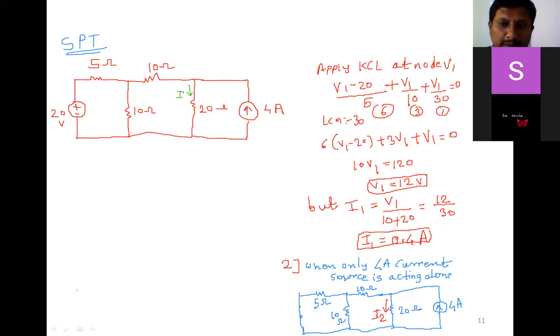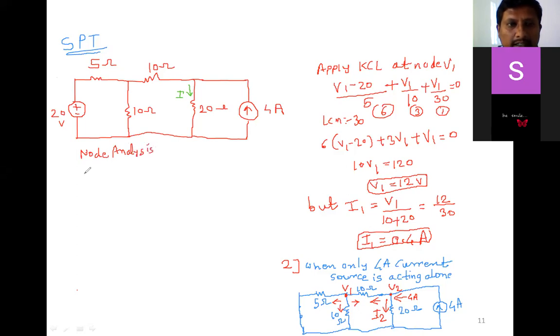See here, if you are using nodal, this will become V1 and this will become V2. For V1, you can mark outgoing currents. This is outgoing current, this is outgoing current, again this is outgoing current, and this is incoming current because its value is 4 ampere. So you can solve it by nodal analysis, and you can get the answer of V1 and V2. So okay, we can solve it by nodal analysis.